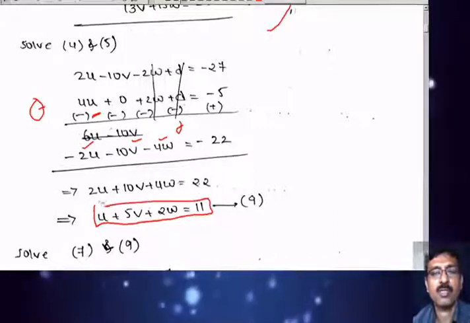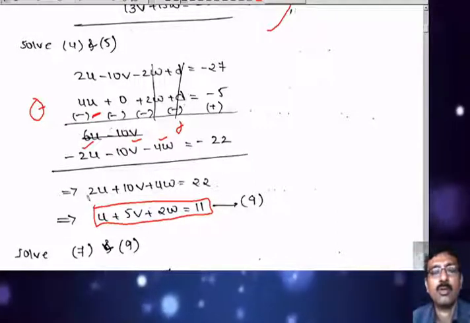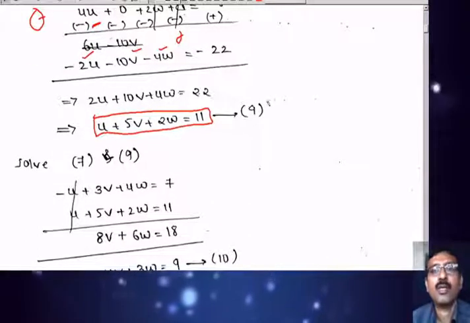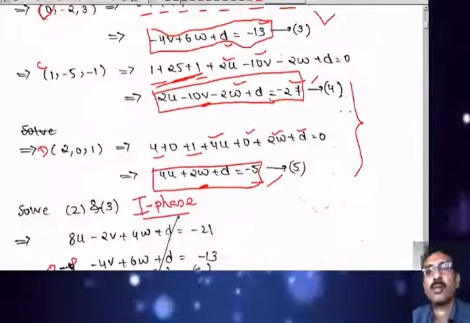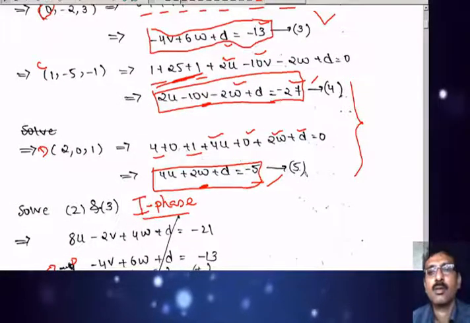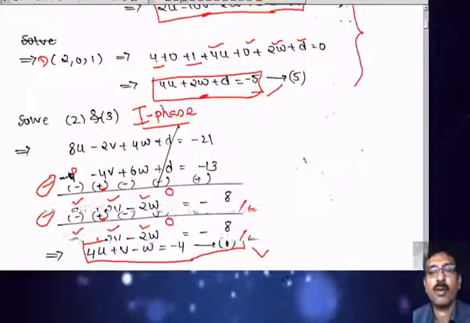Taking 2 common on both sides and cancelling, we get this equation. In this equation also we don't have d. Similarly, the last, that is equation 5 and 1.